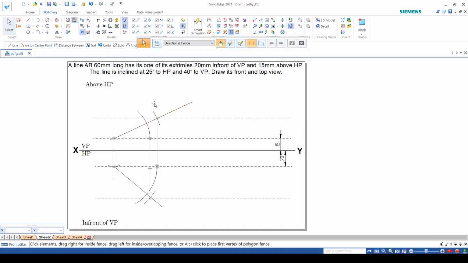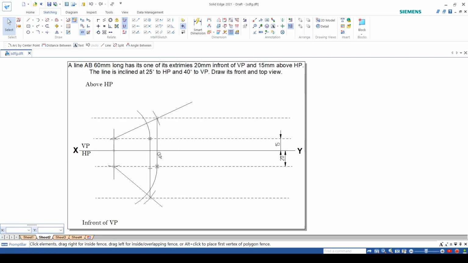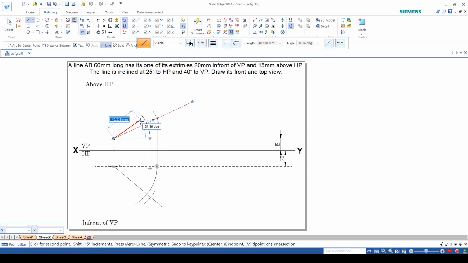Now the point of intersection of this point and this point is what we have to get. So we would just draw a line now. This would be our front end. So here it is the front view. So now what I'm going to draw is the front view, or we can say the projection in vertical projection.